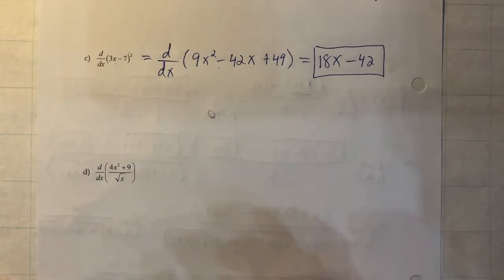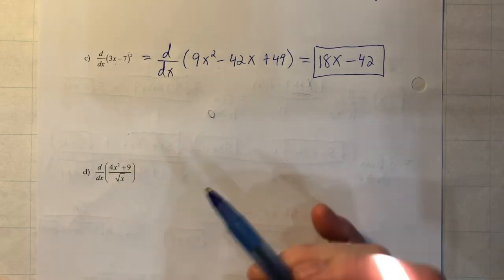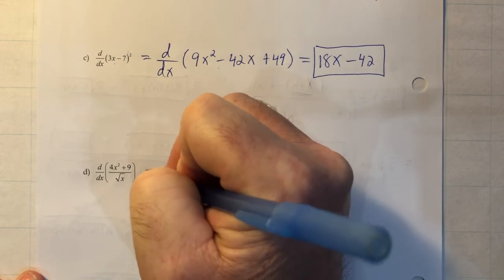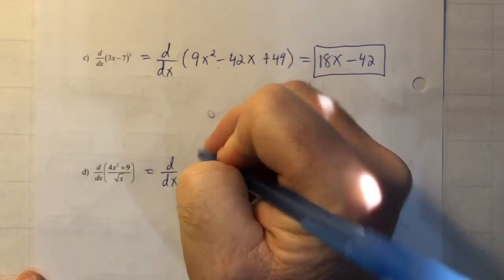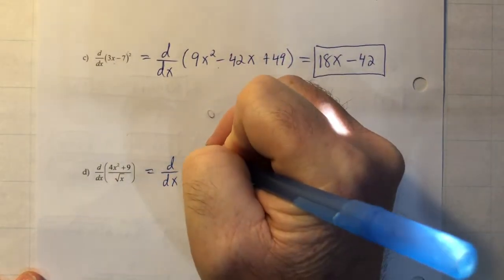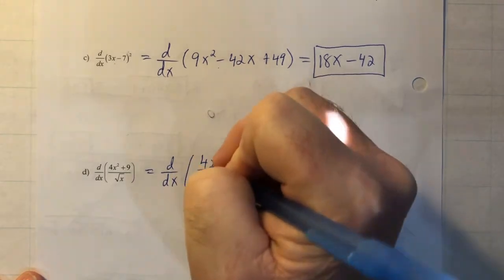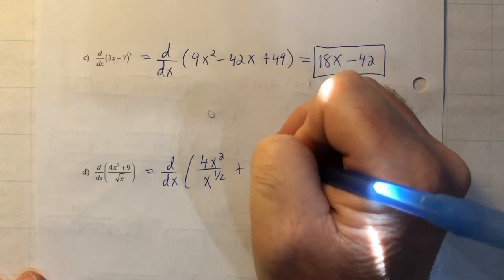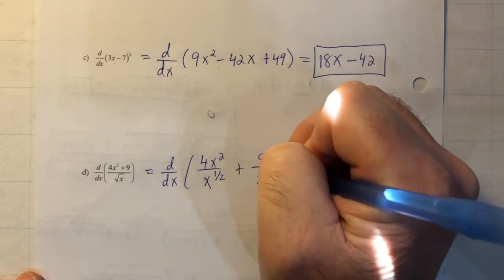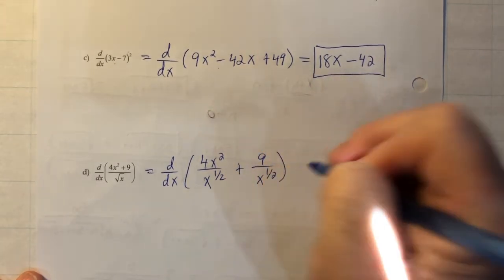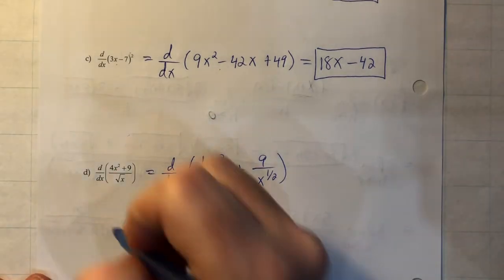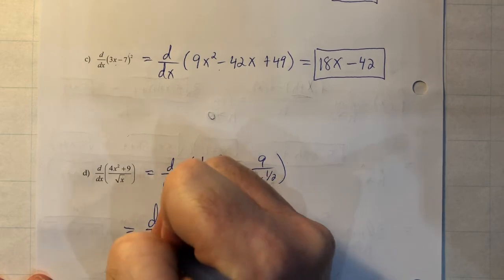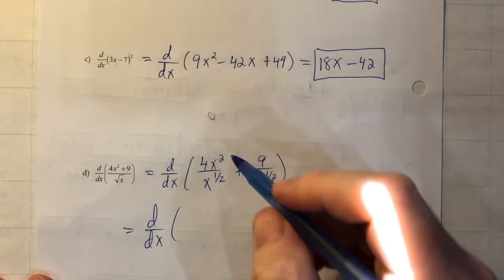And then finally, taking the derivative here of a quotient, but we can't do quotients, so somehow we have to make that go away. So what we want to do is split this up into two fractions. 4x squared over the square root of x, which I'll write as x to the 1/2, plus 9 over the square root of x, which I'll also write as x to the 1/2. And then we can simplify each piece of that, which will make it not be a quotient anymore. Not taking the derivative yet, that's waiting until we get this ready.